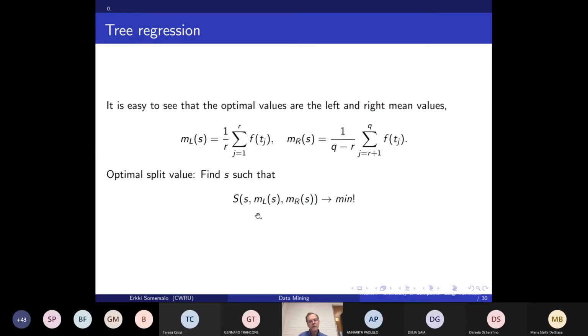Now this minimization looks a little bit more complicated because this may not be differentiable. Why is it not differentiable? When I'm moving my s, I'm suddenly changing the number of points which are falling to the left or to the right. And so there's a jump in the values of ml and mr. And so this function S here is no longer differentiable. But since my number of data points is finite, as we did in the classification tree, you can always choose these s's to be discrete values between the data points.